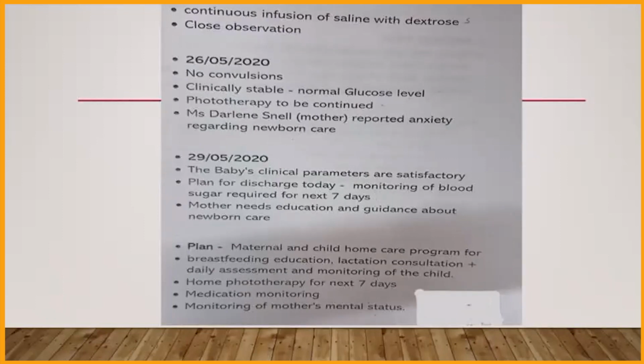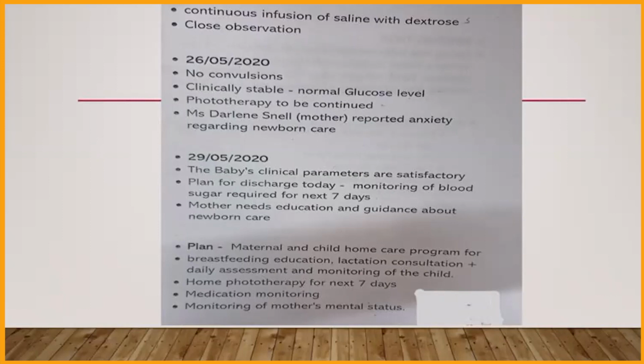Now, 26, what is happening? Can another person read? Because we want participation from everyone. On 26th of May 2020, no convulsions, clinically stable, normal glucose level, phototherapy to be continued. Ms. Darlene Snell, the mother, reported anxiety regarding newborn care.